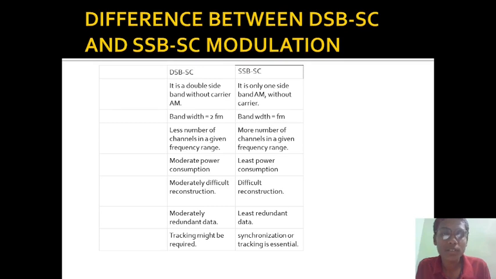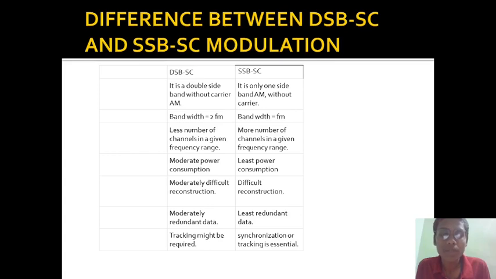Difference between DSBSC and SSB modulation. DSBSC is double sideband without carrier AM. Bandwidth is 2 fm. Less number of channels in a given frequency range. Moderate power consumption. Moderately difficult reconstruction.